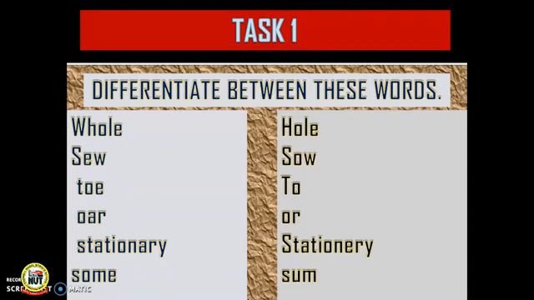Now we have this and we have this. So whole and hole. What's the difference between whole and this hole? So and sew, told and tolled, stationary and stationery, some and sum. All these sound the same, but they have different spellings and different meanings. So differentiate between them, which is which, and how this differs from the other. Now that is your task for homophones.